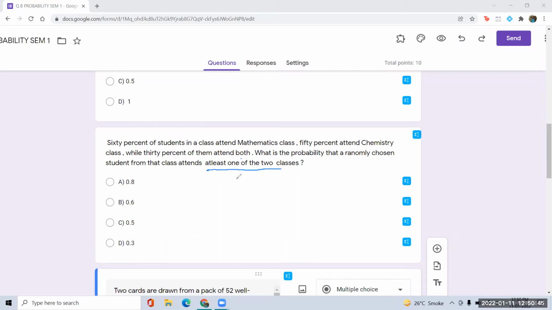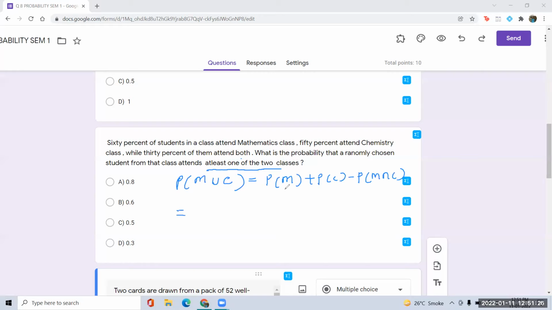Now, when the wording at least one of the two classes is there, it clearly indicates it is an example on addition theorem. Because at least one means either maths or chemistry or both, which is nothing else but probability of maths union chemistry. M and C are indicating maths and chemistry. So when you have union, it is again application of addition theorem. So the addition theorem gives you this formula: P of M plus P of C minus P of M intersection C. We have already used it in the above example.